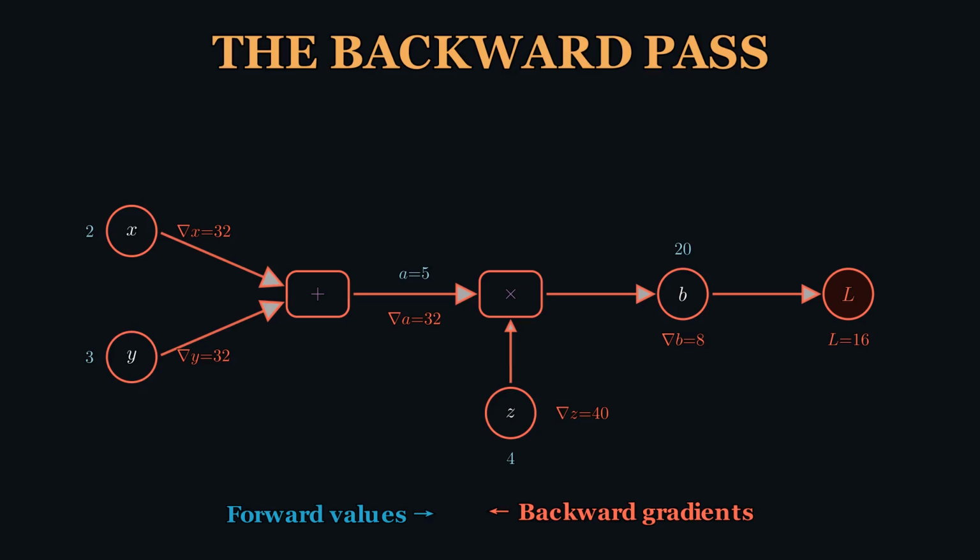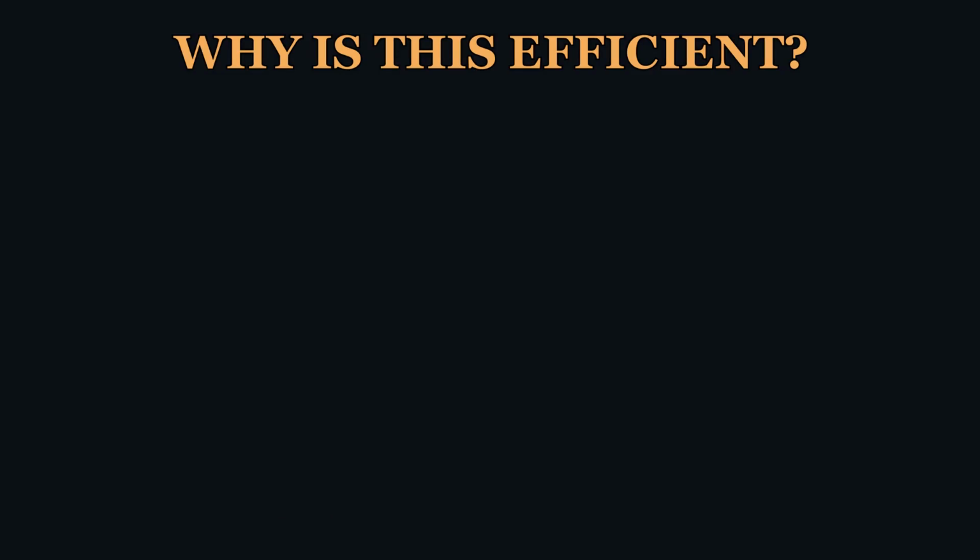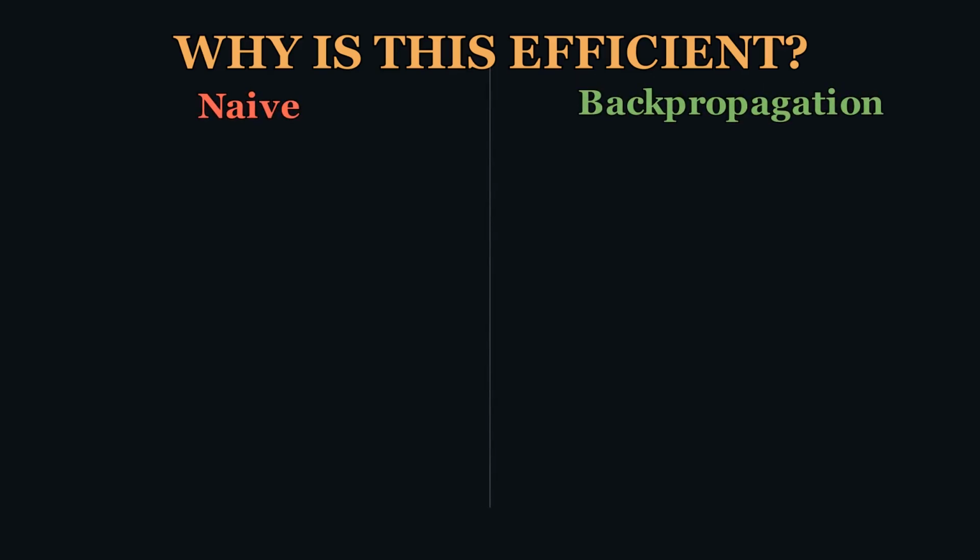Blue values flow forward, red gradients flow backward. This is the backward pass. So we've seen how backpropagation works, but why is it so important? Let's compare two approaches to computing gradients.